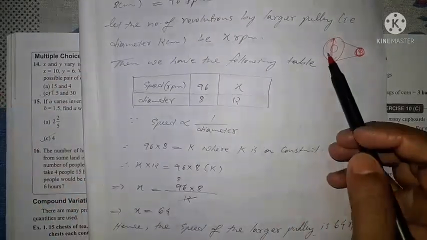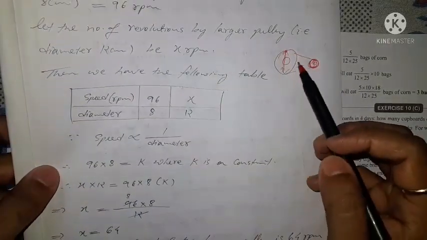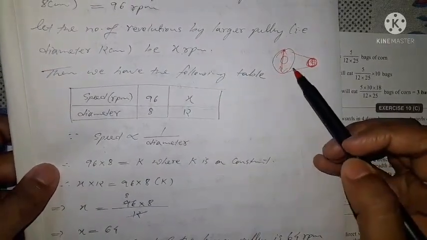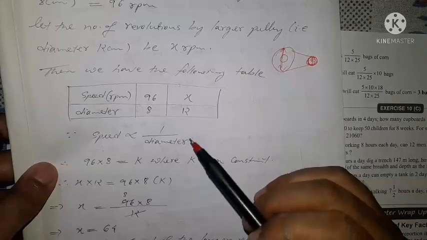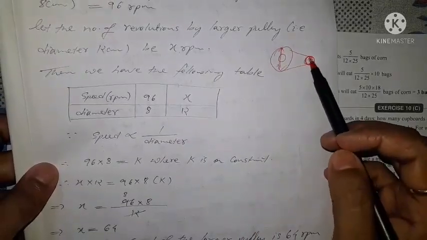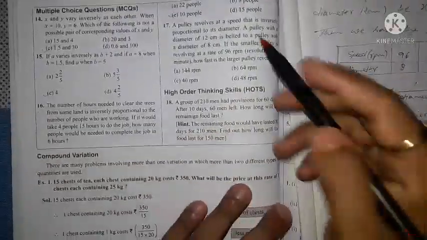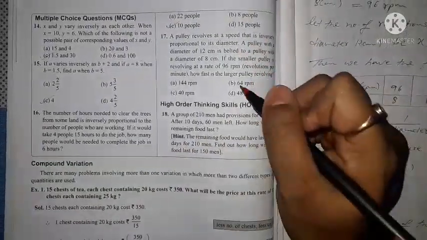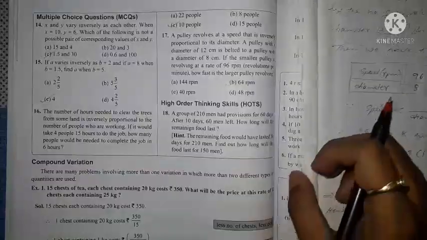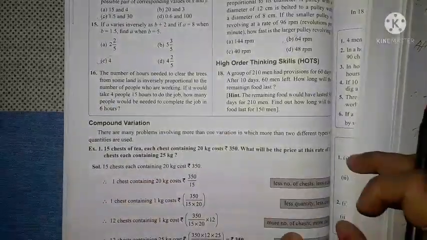So hence the larger pulley will make 64 revolutions when the smaller pulley makes 96 revolutions. So the correct answer is 64. For the larger pulley it is 64 RPM. So let's move to question number 18.